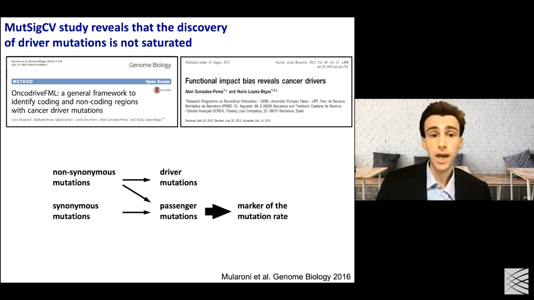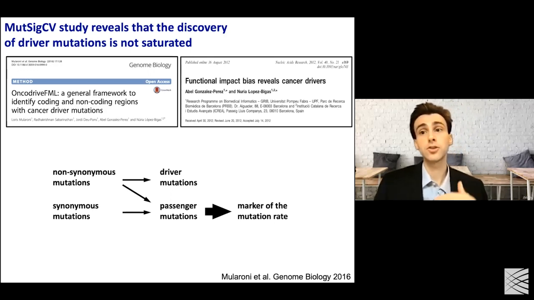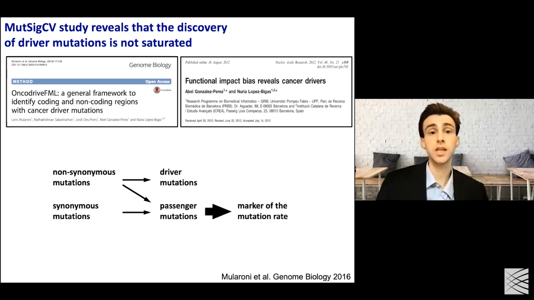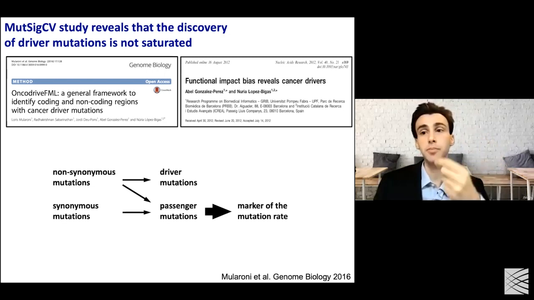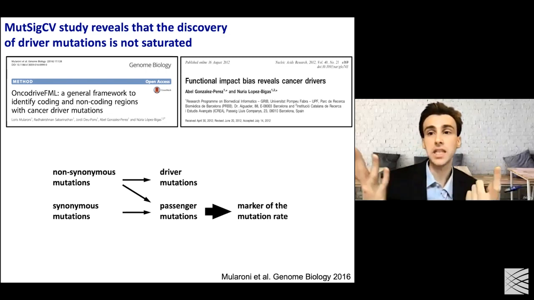So now, as you can imagine, if there are a lot of non-synonymous mutations that turn out to be passenger mutations, your model will be very diluted. A better way would be to prioritize those non-synonymous mutations that are more likely to be driver mutations. Obviously, you cannot pinpoint exactly which non-synonymous mutation is a driver and which is a passenger, because otherwise we would basically be done.